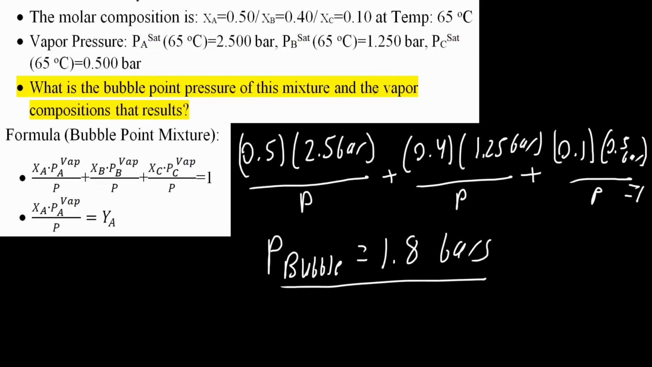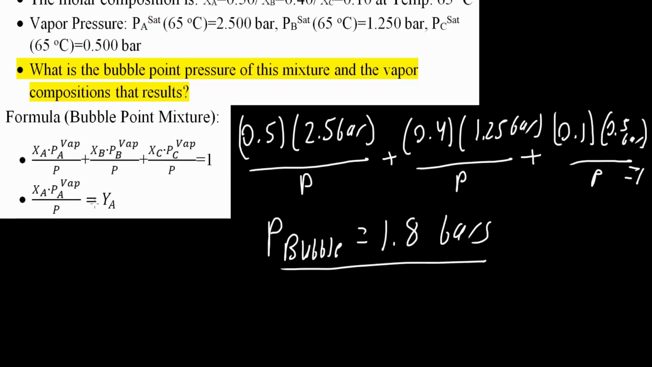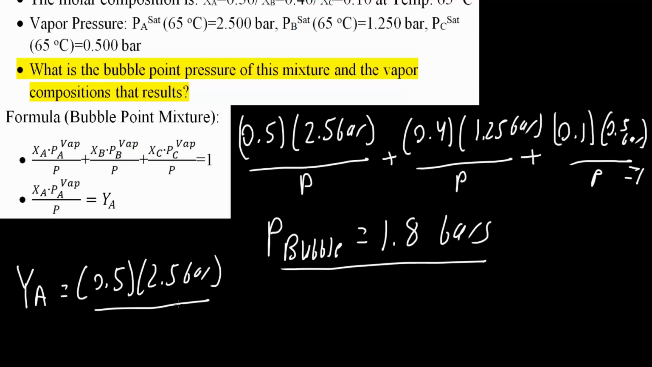Now we want to know the vapor composition that results. So we want to know YA, YB, YC. Pretty simple. And so YA is going to be like this, XA times PA-SAT divided by P, and YB will be something very similar. So let's first solve for YA. We know all of this. We're simply solving for this piece here. So we would get 0.5 times 2.5 bars divided by 1.8 bar.